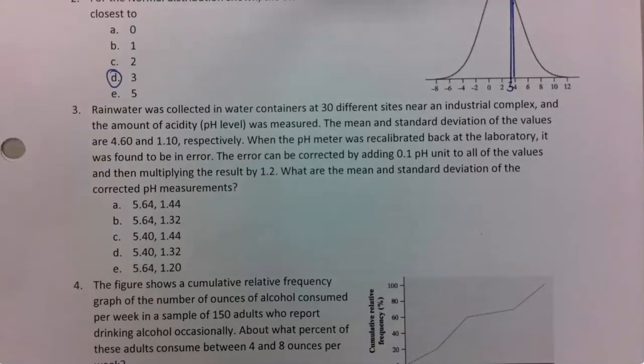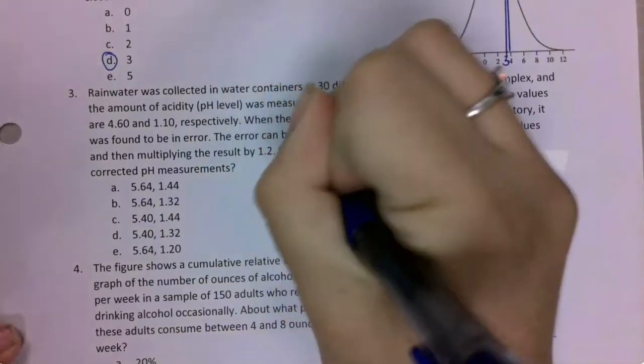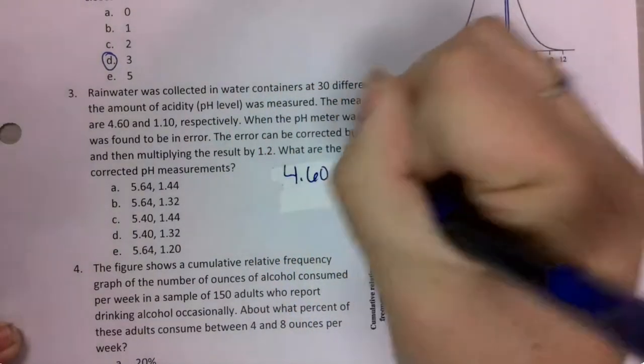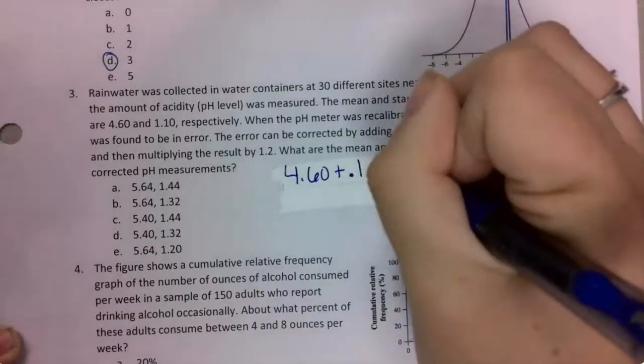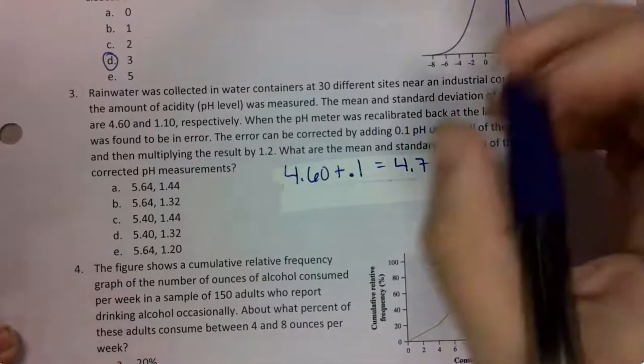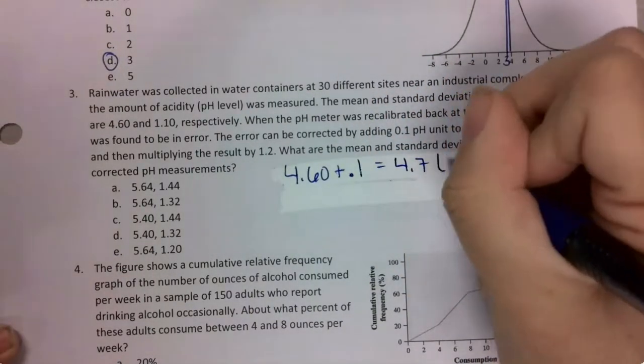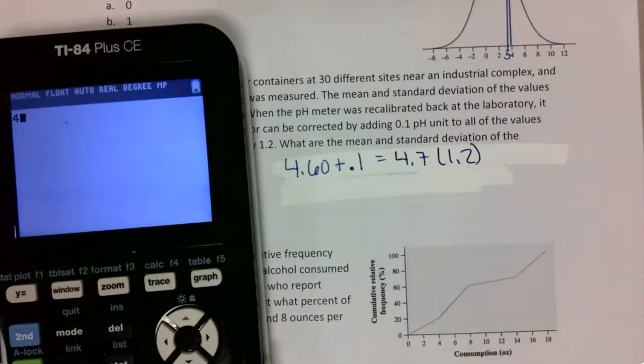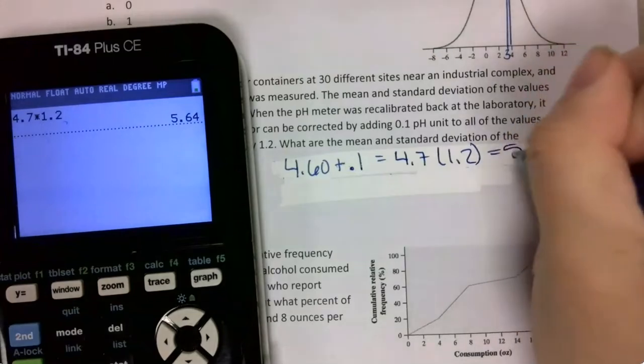So, what I want to do here is, the mean is the 4.60. So I'm going to do the 4.60, add the 0.1 to it. This is going to give me 4.7. And then I want to multiply by the 1.2. So I would do 4.7 times 1.2, which gets me 5.64.